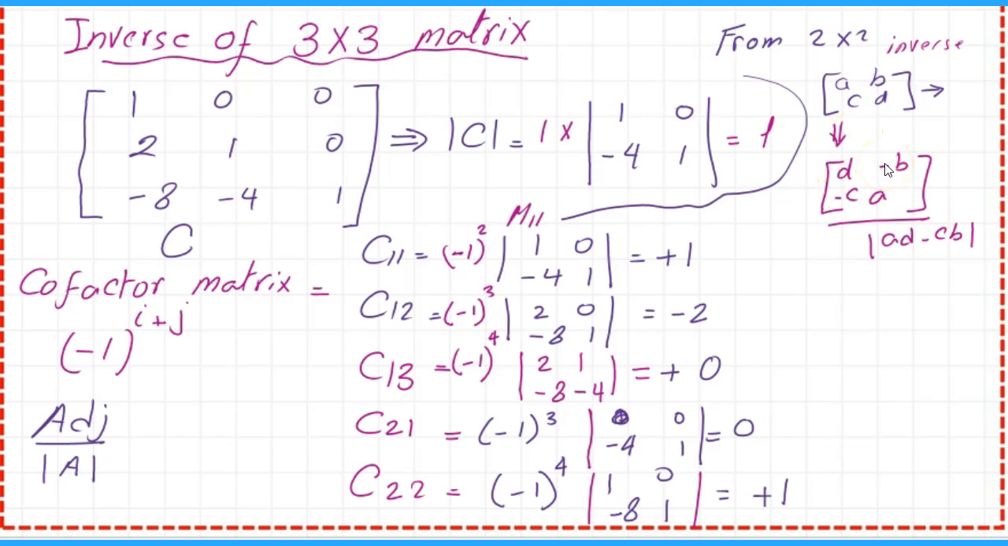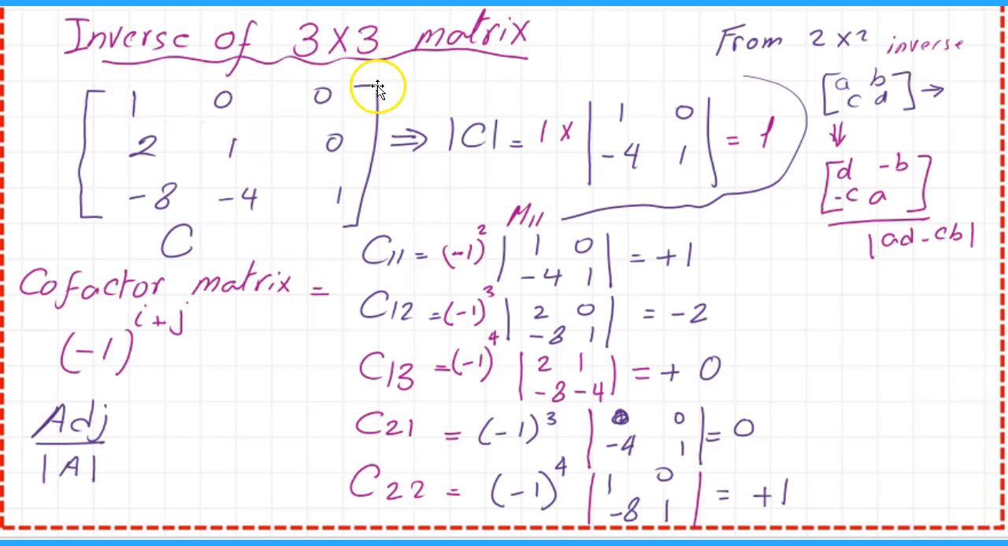This element is C21. C21 is B, but multiplied by minus 1 raised to the power of 3. That's why it becomes minus. And the last element is C22, which is element A, multiplied by minus 1 raised to the power of 2 plus 2, which is 4, positive, divided by AD minus CB. Okay. We'll proceed to estimate C11, C12, C13, etc.